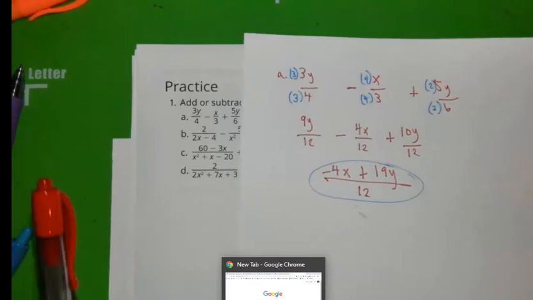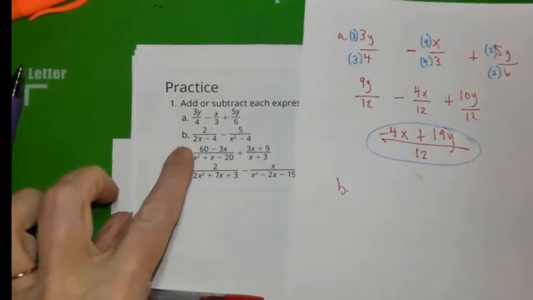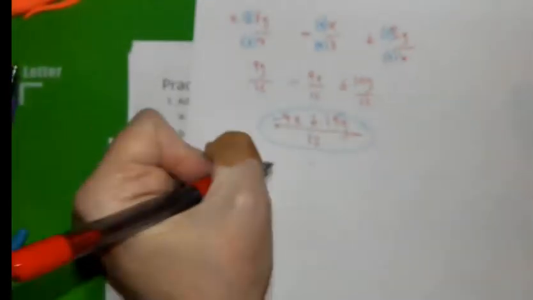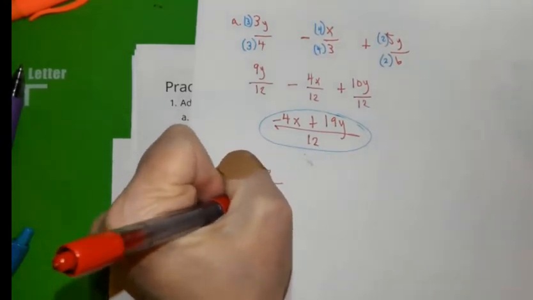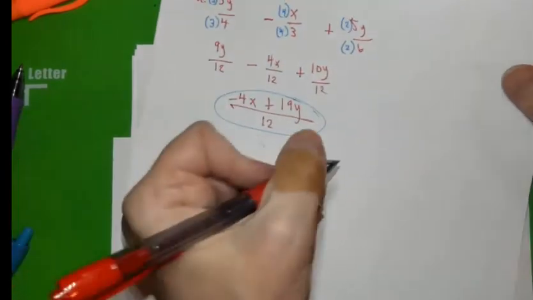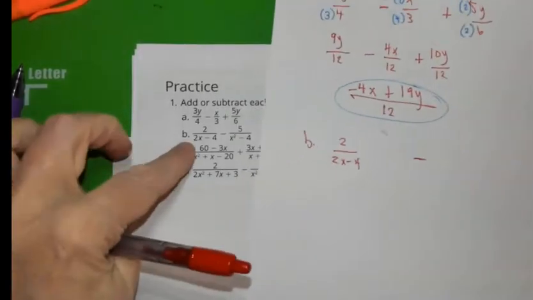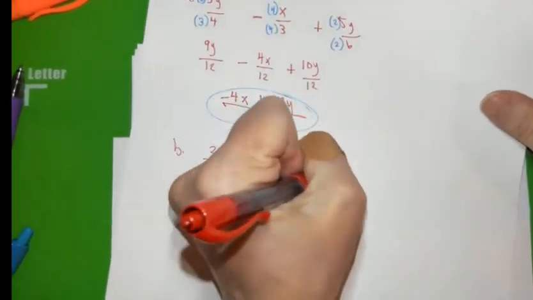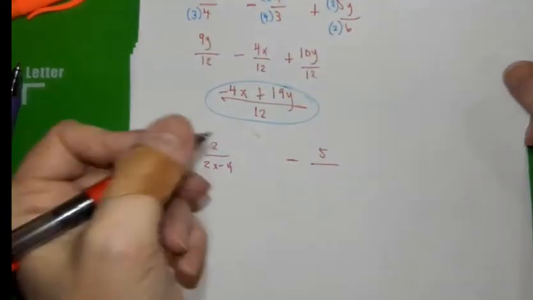Okay, let's look at B. We have 2 over 2x minus 4 minus 5. I'll leave some space here. Oh, it won't matter though. I've got to redo this one. 5 over x squared minus 4.